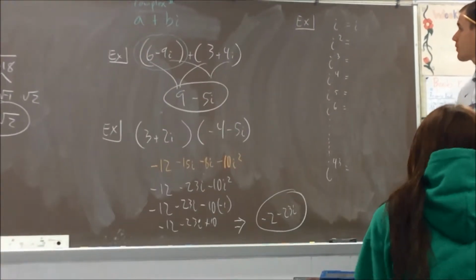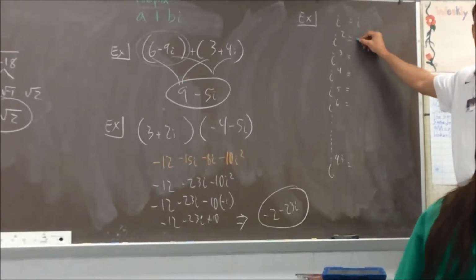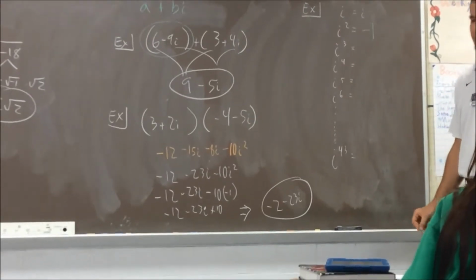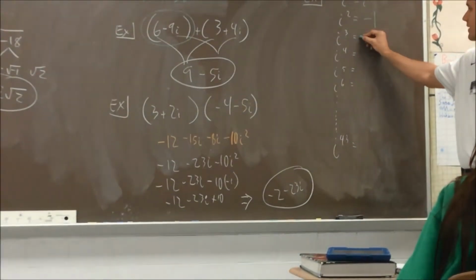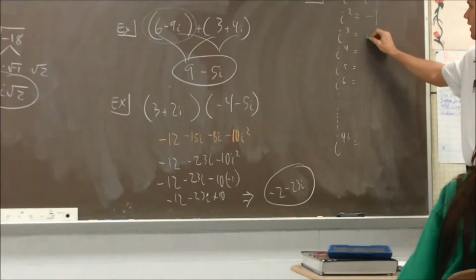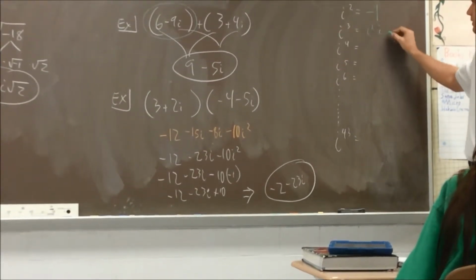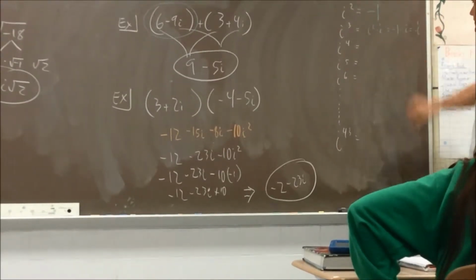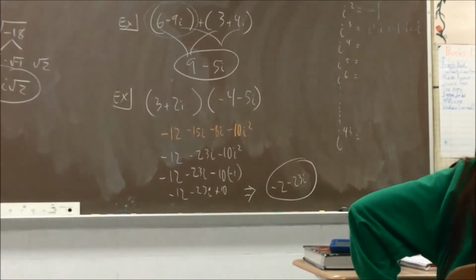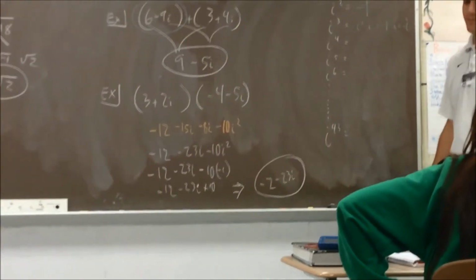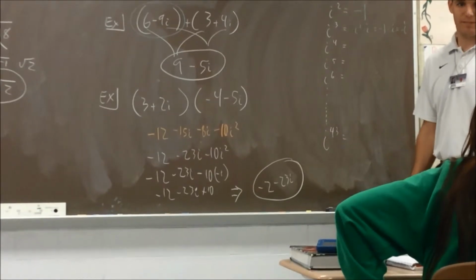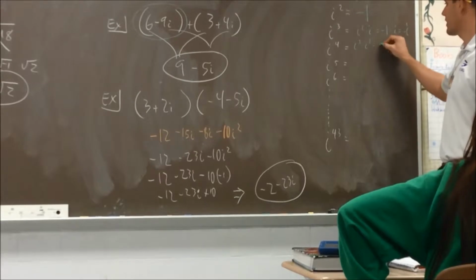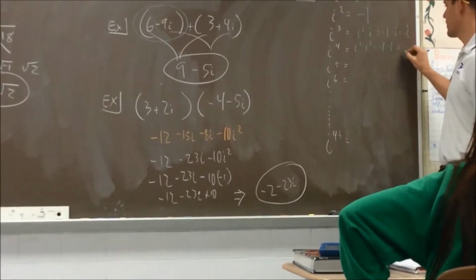Here we go. All right, what is i squared? What is i cubed? Well, i cubed is i squared times i, right? So it's negative 1 times i, or just negative i. What's i to the fourth? i squared times i squared, which is negative 1 times negative 1, which is 1.